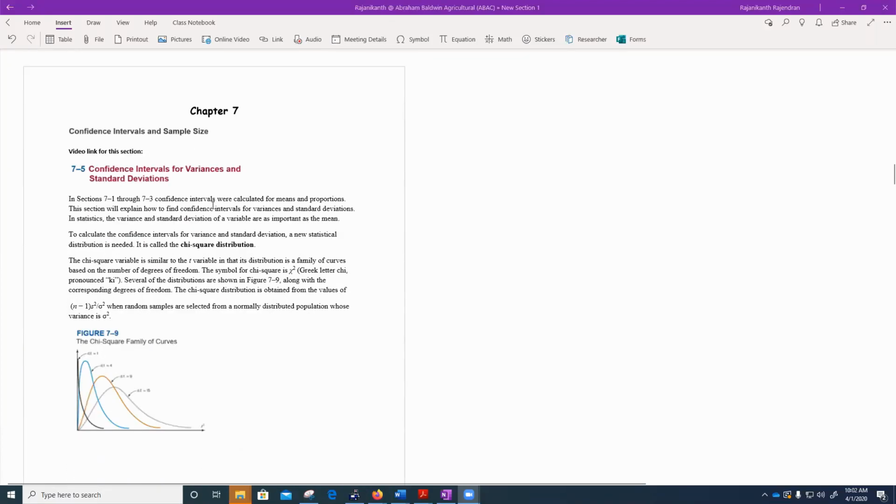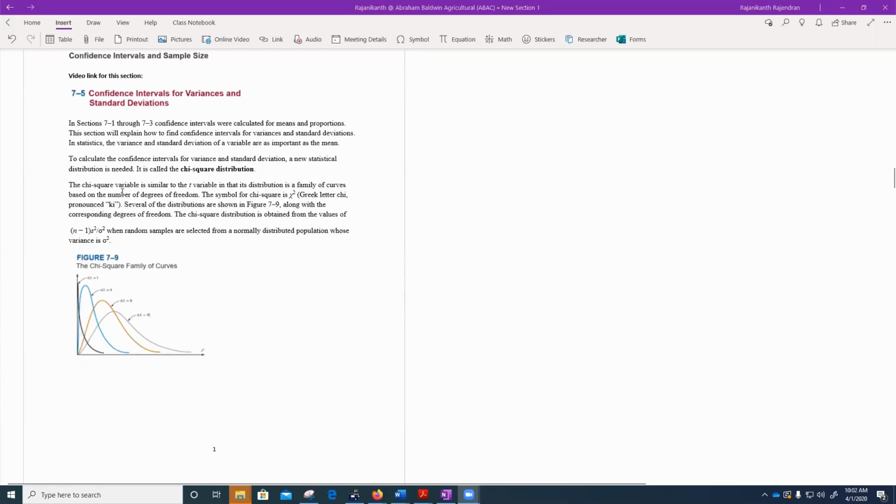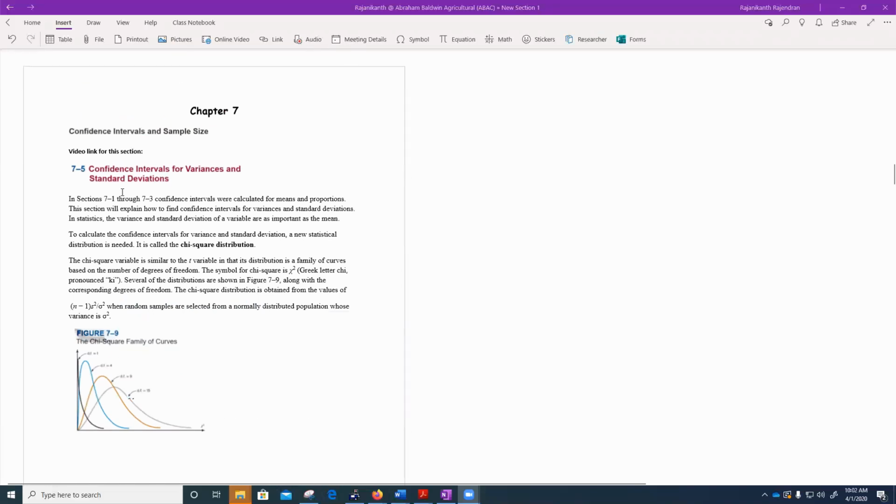Okay, so let's see about 7.5. This is the last section we are going to study in chapter 7. This is about finding confidence intervals, but for variance, right? Okay.